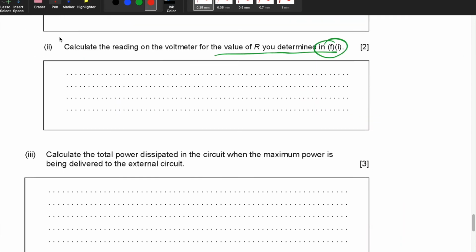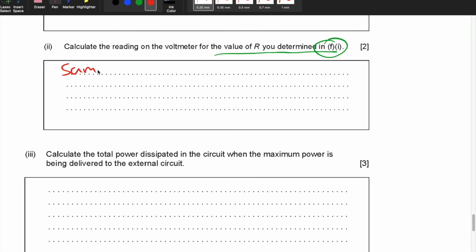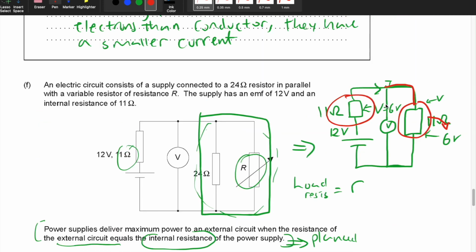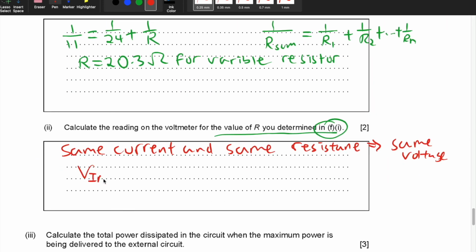So let me explain this a little bit. Because they have the same current and the same resistance, it tells us they have the same voltage. And the voltage of the internal resistance plus the voltage of the external circuit is equal to 12 volt. So the reading by the voltmeter here is going to be equal to 6 volt. So this is the answer here.